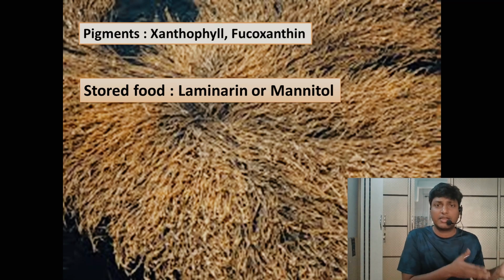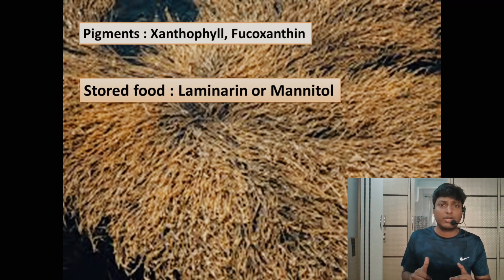Like for example, in green algae, the stored food was starch. In case of the brown algae, the stored food is nothing but laminarin or mannitol. What is laminarin or mannitol? It is basically a complex form of carbohydrate which is majorly stored in the brown algae.